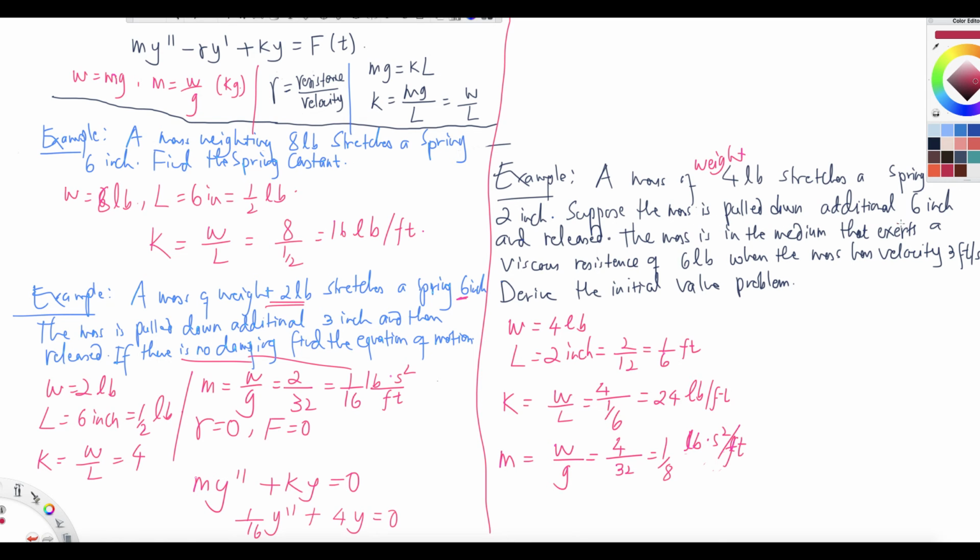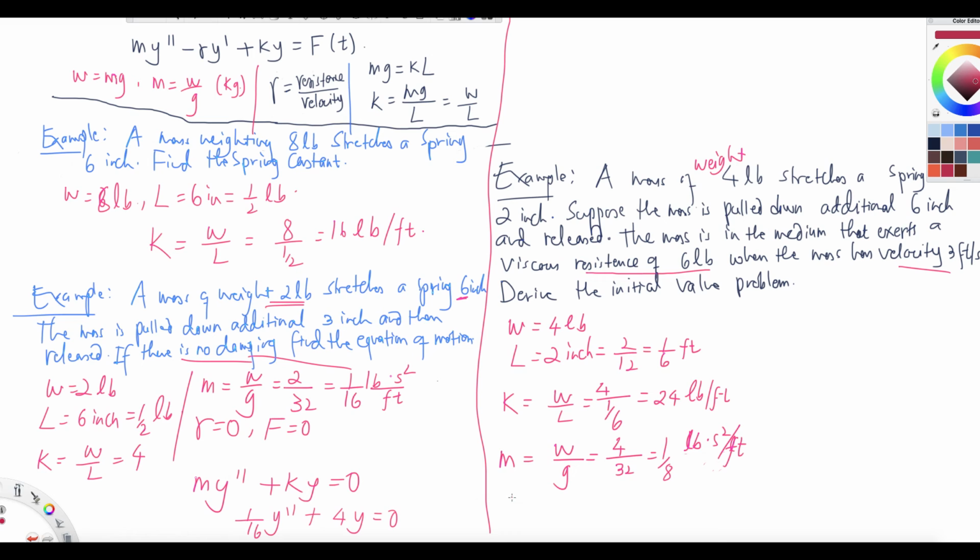Suppose the mass is pulled down additional 6 inch and released. So you pull down the mass additional 6 inch, and then you release it. Also let me read the next part: the mass is in a medium that exerts a viscous resistance of 6 pound when the mass has velocity 3 feet per second. It is giving some information to find out the gamma, right? Gamma is the resistance force over the velocity. The medium is a viscous fluid which has a resistance of 6 pounds, so we will do 6 over 3 feet per second, because that is the velocity.